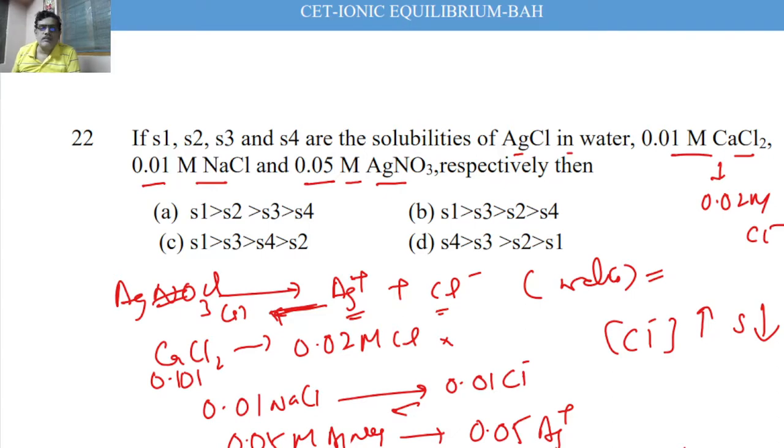So equilibrium is more towards the left side. So the answer will be S1 greater than S3. See, this is S1 greater than S3, S3 greater than S2. This is S3, this is S2, and this is S4, and we have to choose the corresponding answer. See, B is the answer.